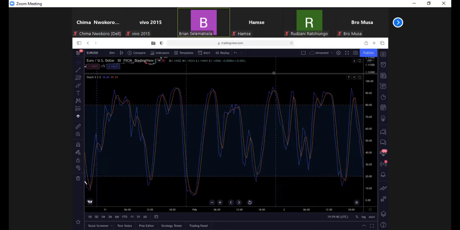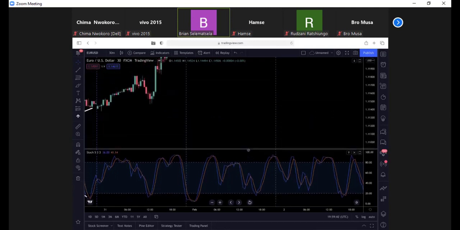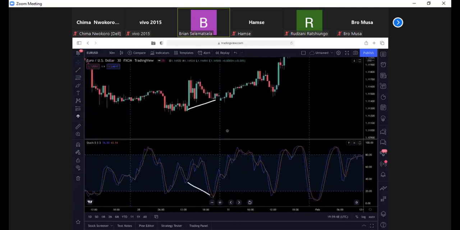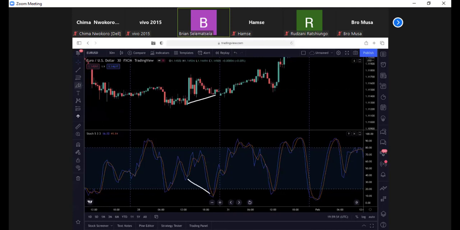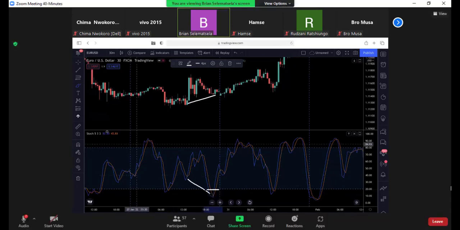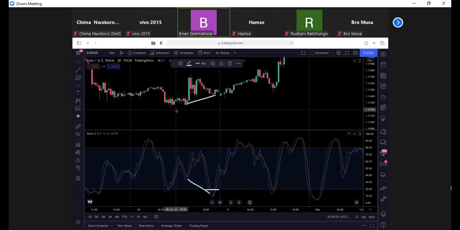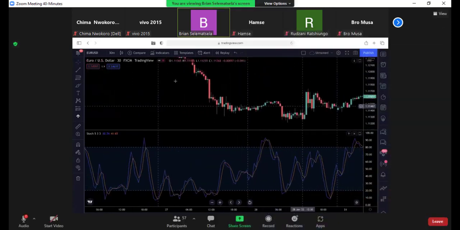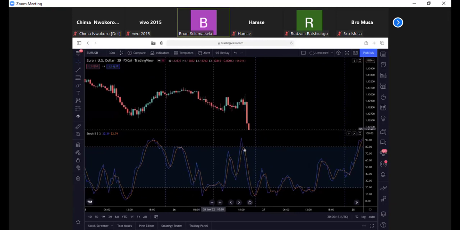So we always want those kinds of scenarios. An example, you can see here there was a divergence where the stochastic touched the 20 line from there going down, which is where it touched the oversold. And for the buy, for the sell trade, let's make an example.